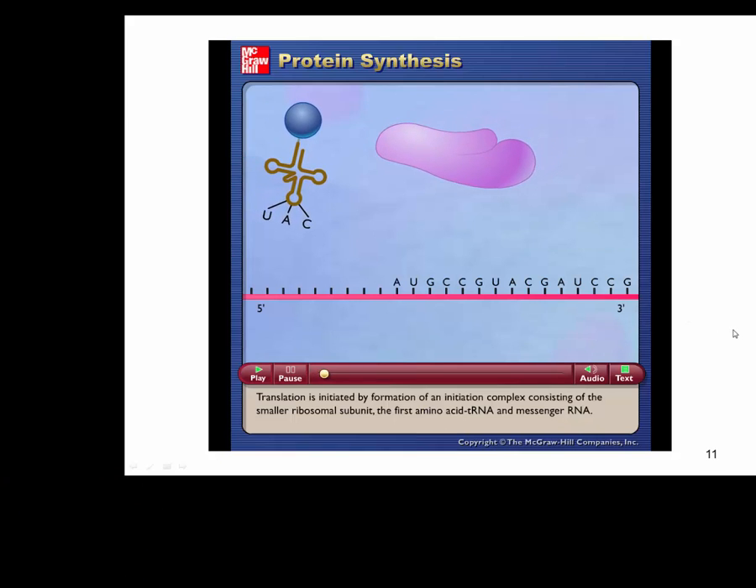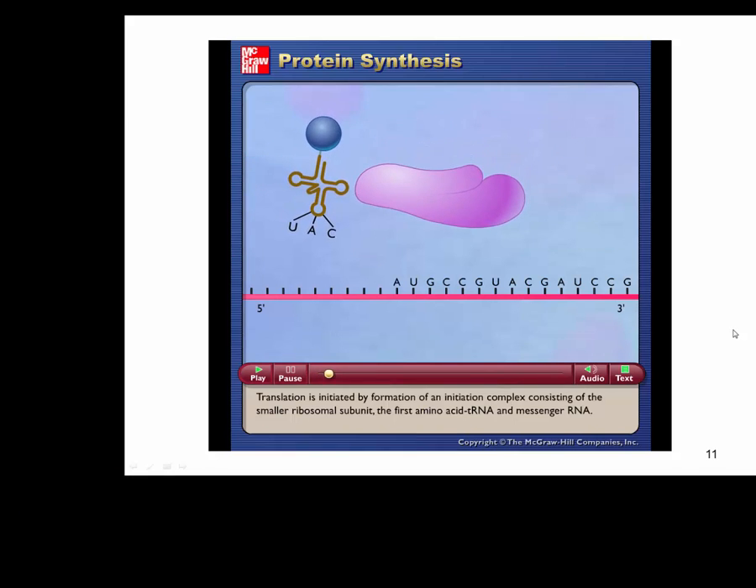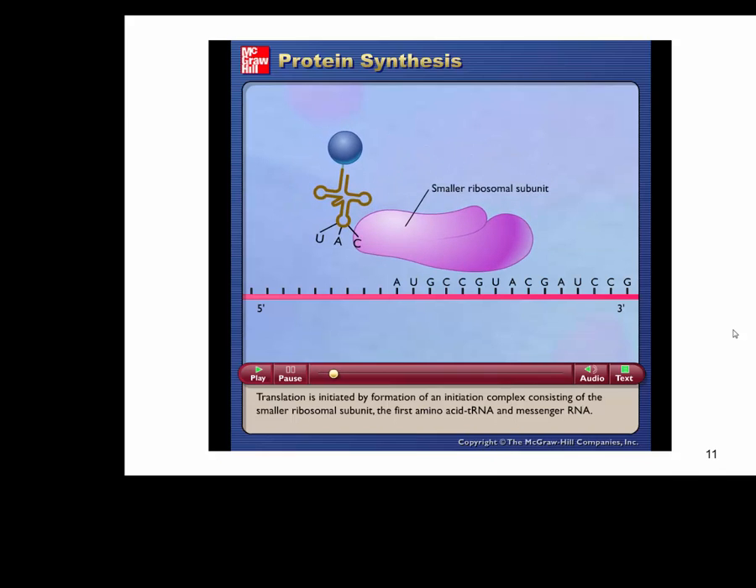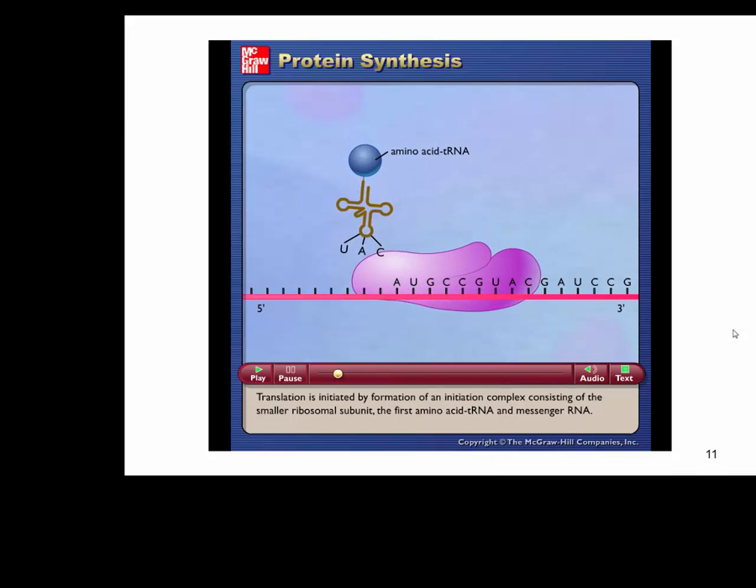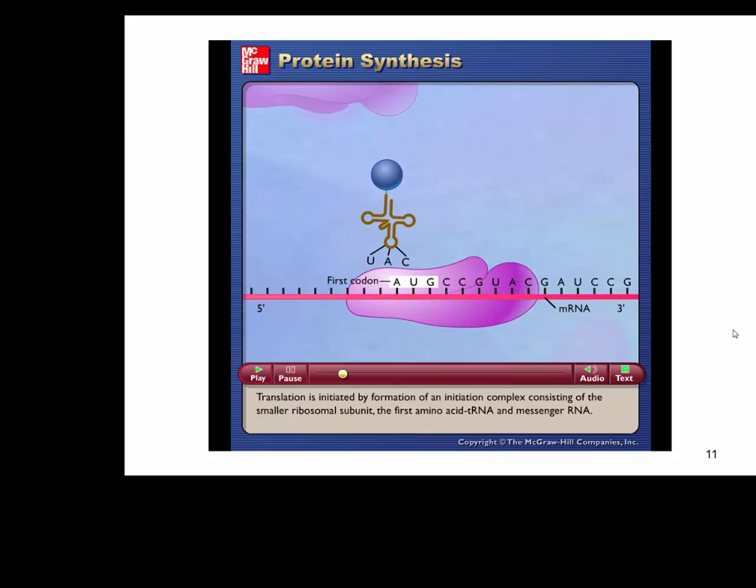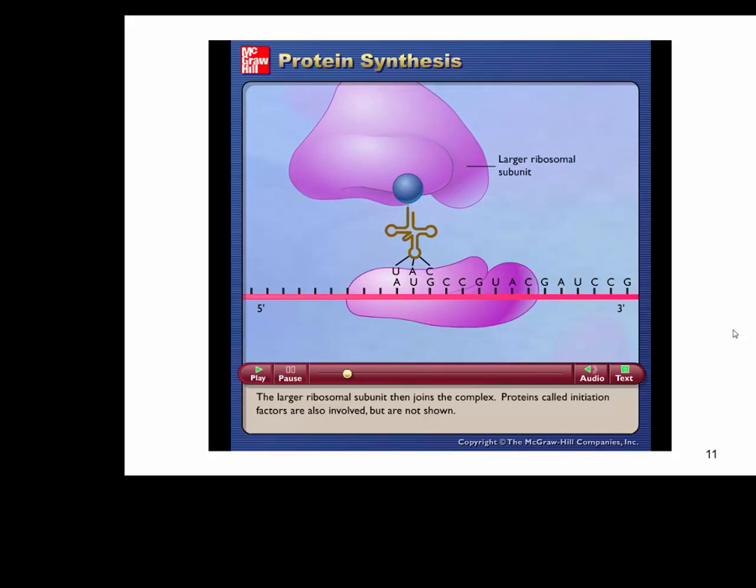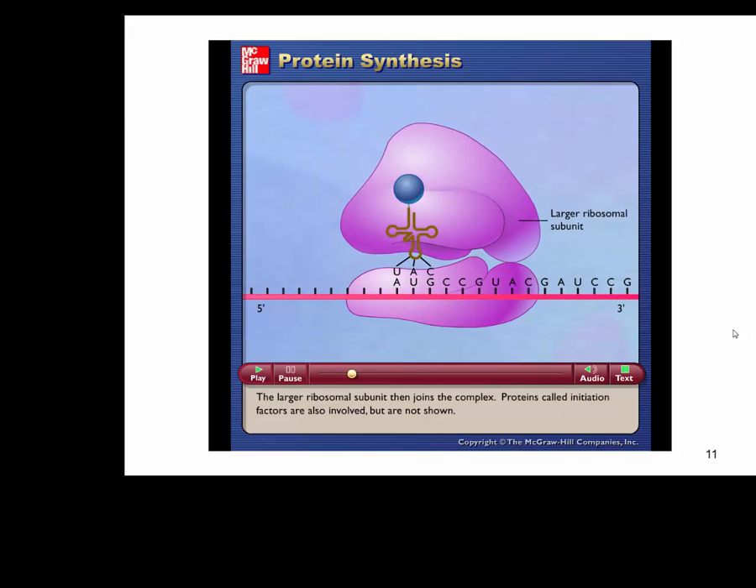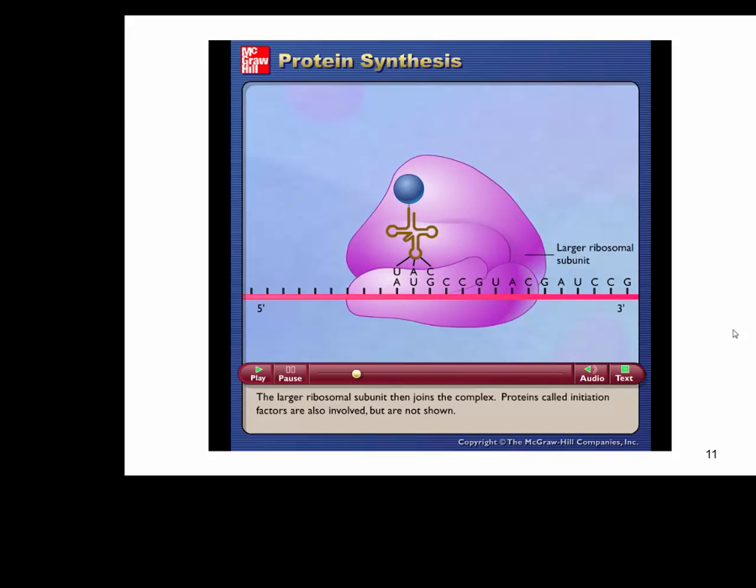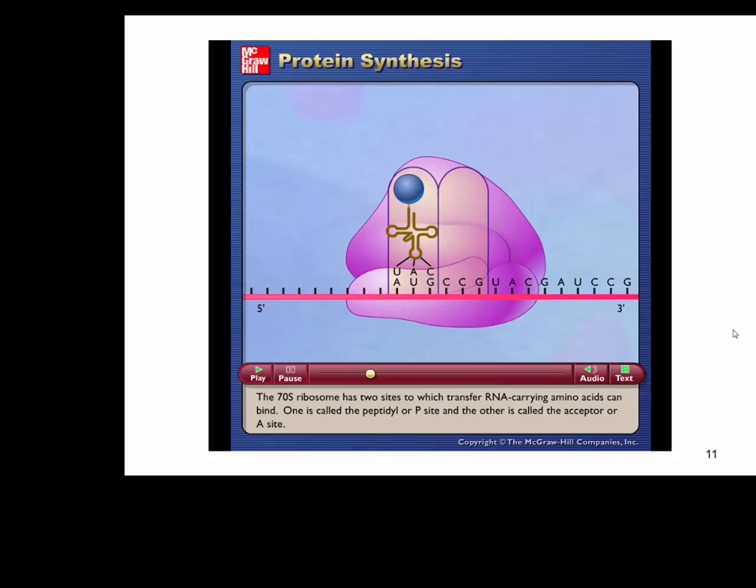Translation is initiated by formation of an initiation complex consisting of the smaller ribosomal subunit, the first amino acid tRNA, and messenger RNA. The larger ribosomal subunit then joins the complex. Proteins called initiation factors are also involved, but are not shown. The 70S ribosome has two sites to which transfer RNA carrying amino acids can bind. One is called the peptidyl or P site, and the other is called the acceptor or A site.